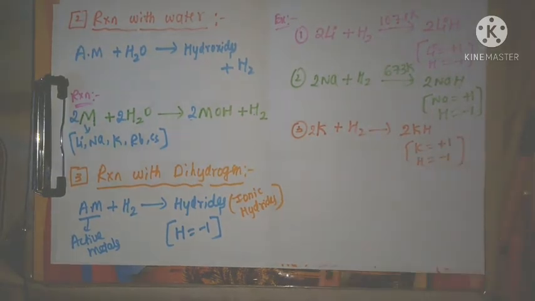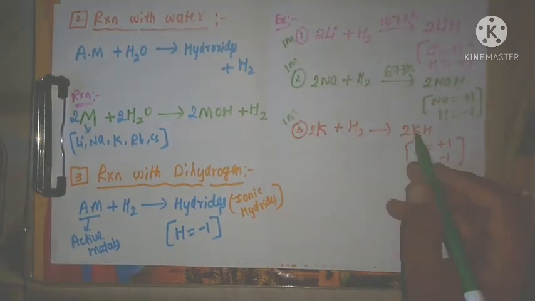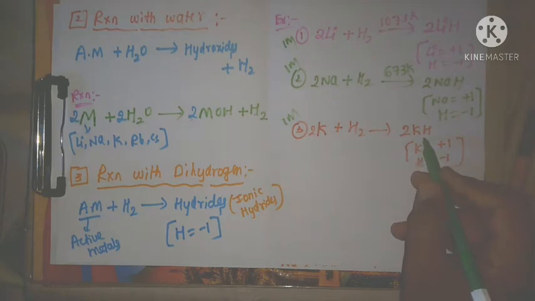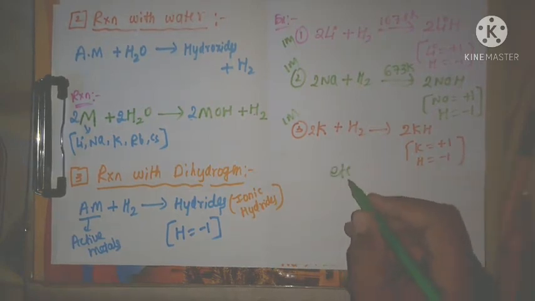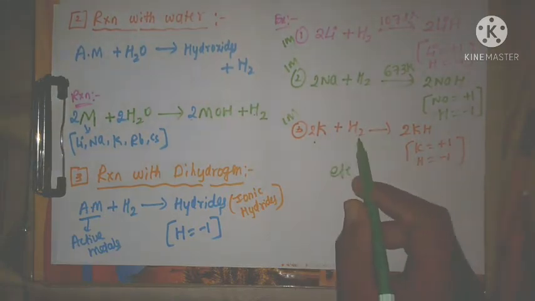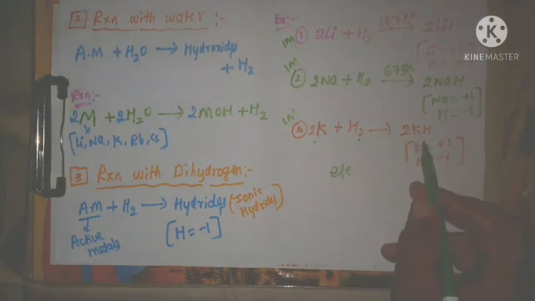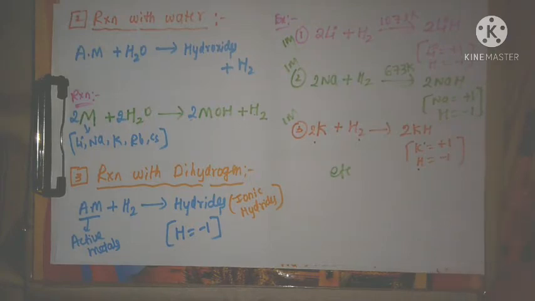Now I will write that here. These are very important for the 1 mark questions. They will give KH and ask: what is the oxidation number of hydrogen in potassium hydride? Your answer should be -1. For the others you can write easily. Same reactions. When alkali metals react with dihydrogen, they form the corresponding hydrides, which are ionic in nature. In all these hydrides, the oxidation number of hydrogen is -1. This is also over. Reaction with dihydrogen is also over.